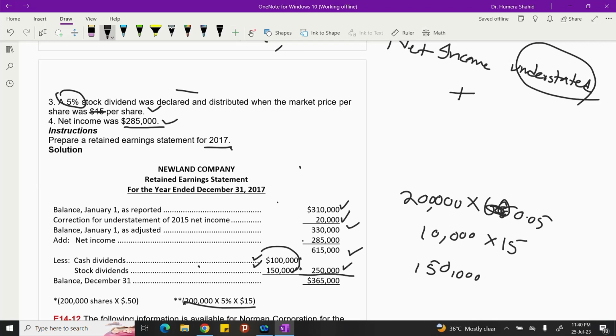So when we deduct this dividend out of our adjusted retained earnings, we get 365,000 as the ending balance of retained earnings. So you can have both situations, either per share dividends or you might have the full amounts of the dividends. The thing is you need to calculate the dividend and prepare the retained earnings statement.